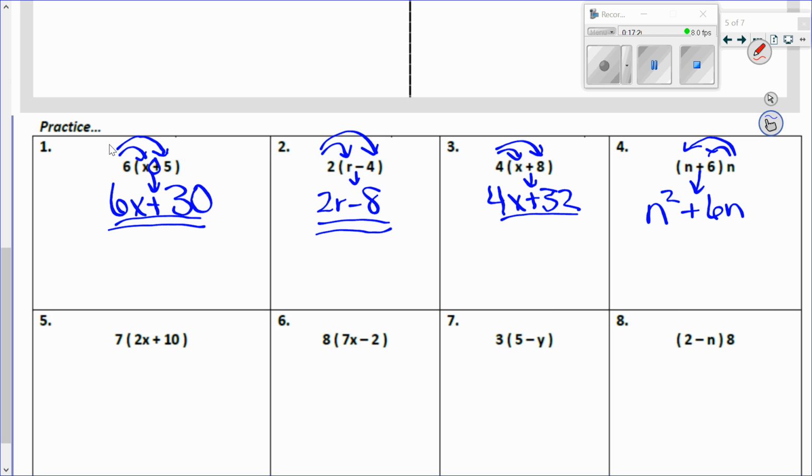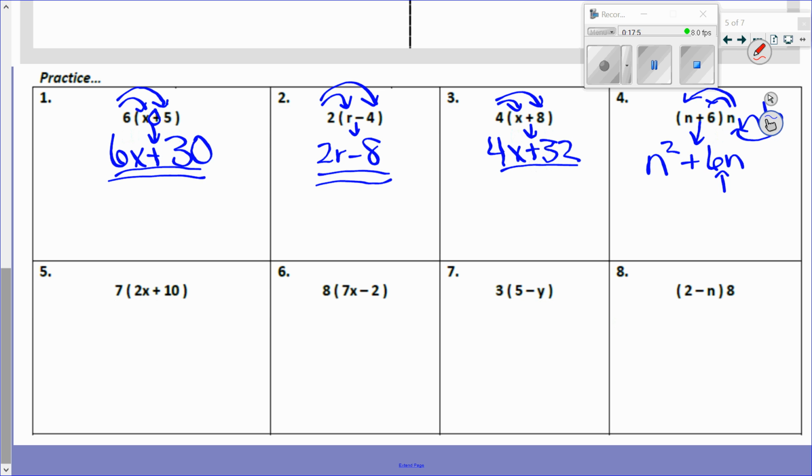Another quick side note, guys. Remember, the coefficient always comes before the variable. So don't go n times 6 and write it as n6. We reverse that. The coefficient will always come before our variable. Make sense?